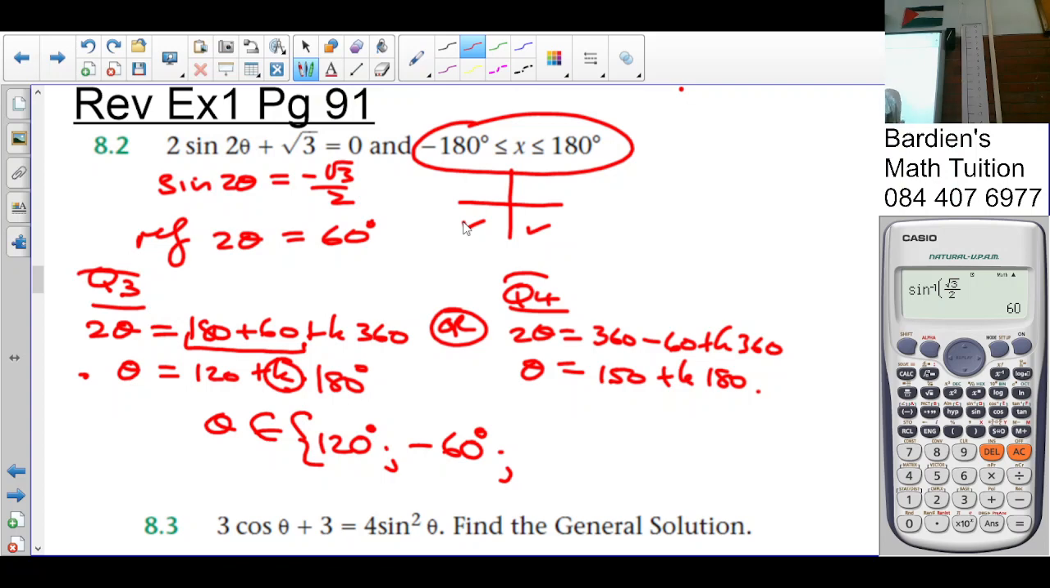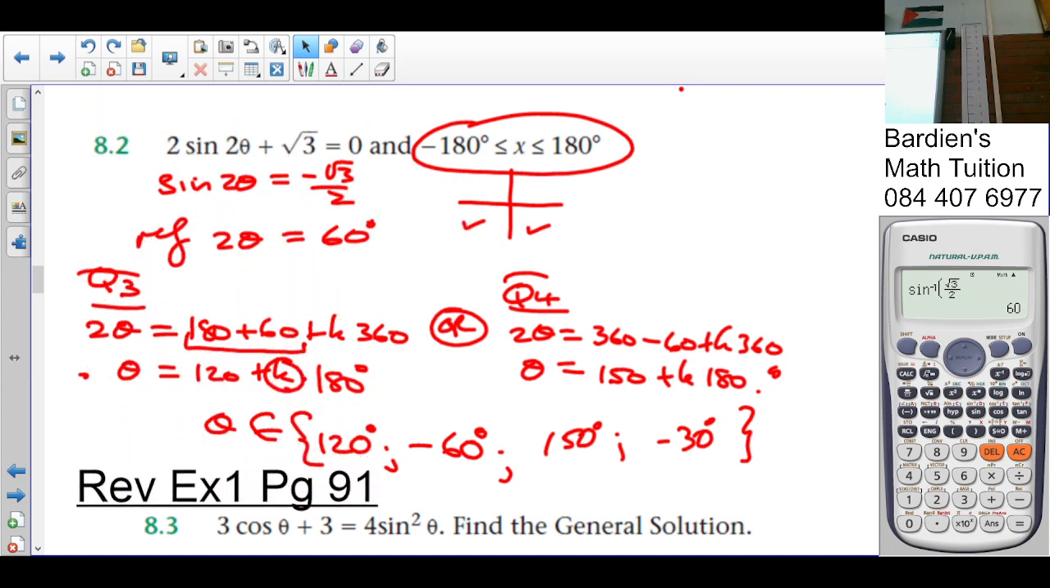We try this branch here. Put 0 through k, I get 150 degrees. Put 1 through there for k, they give you 330 degrees, outside. Put negative 1 in, I get negative 30 degrees. Negative 2 in, I'm going to get another angle outside. So there's my values for theta, for which theta exists in that given domain. Okay, you guys understand? Okay, let's look at the next one.